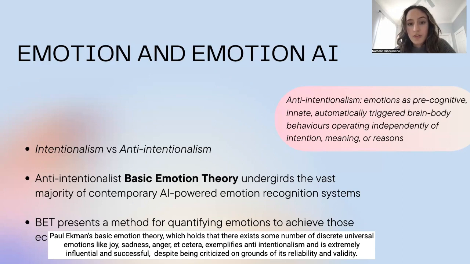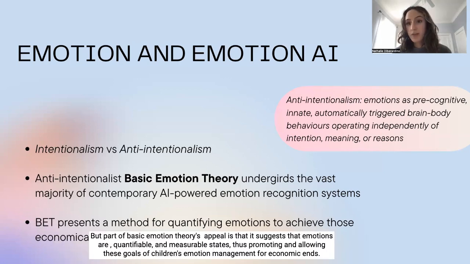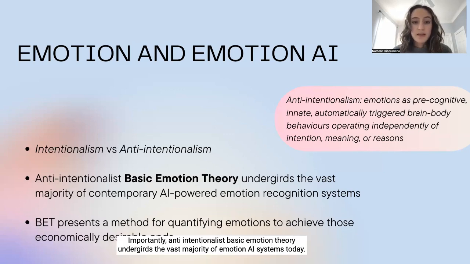Paul Ekman's basic emotion theory, which holds that there exists some number of discrete universal emotions like joy, sadness, anger, etc., exemplifies anti-intentionalism and is extremely influential and successful, despite being criticized on grounds of its reliability and validity. But part of basic emotion's appeal is that it suggests that emotions are quantifiable and measurable states, thus promoting and allowing these goals of children's emotion management for economic ends. Importantly, anti-intentionalist basic emotion theory undergirds the vast majority of emotion AI systems today.